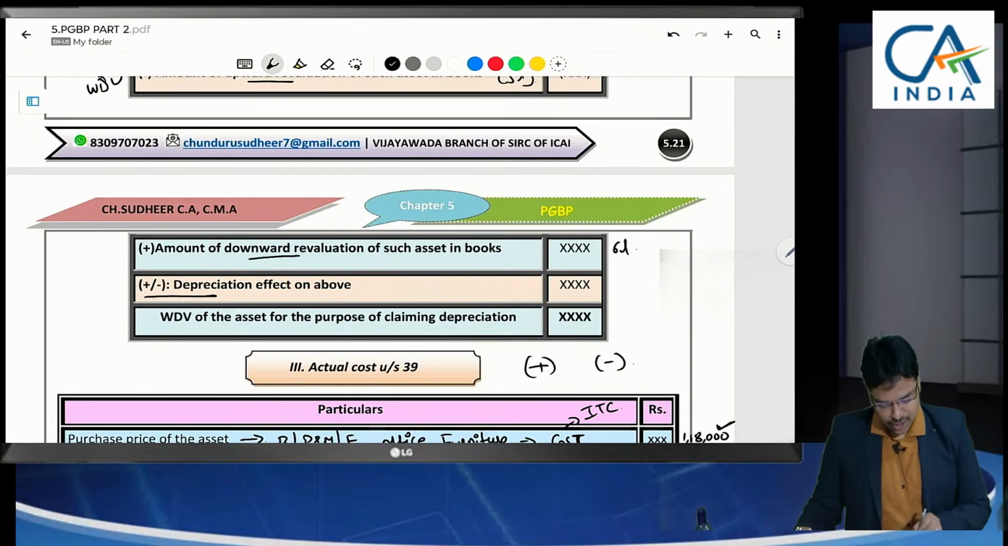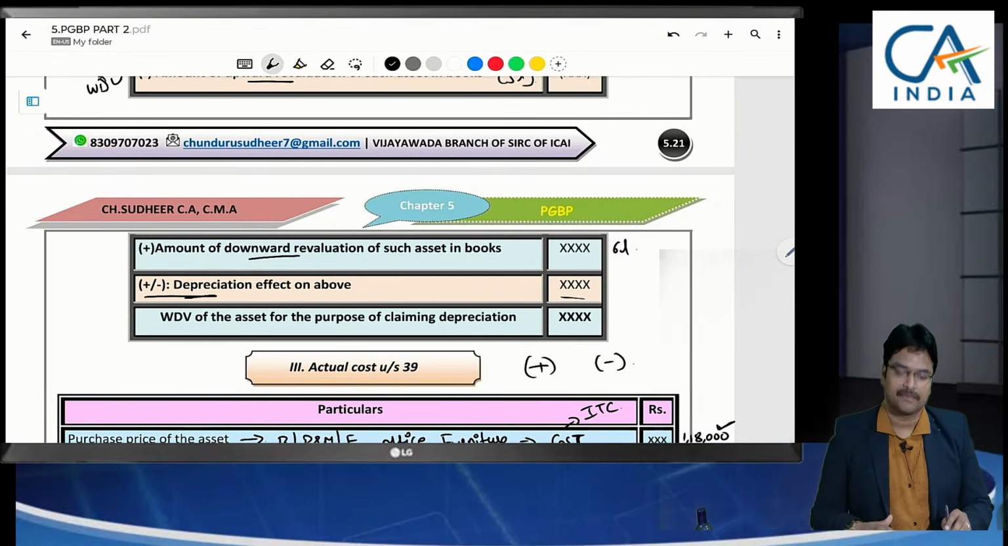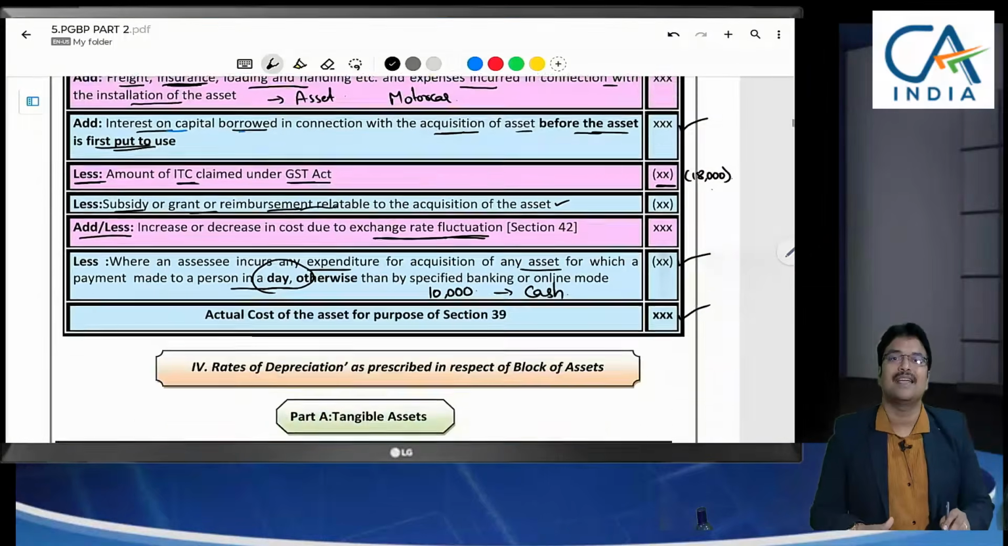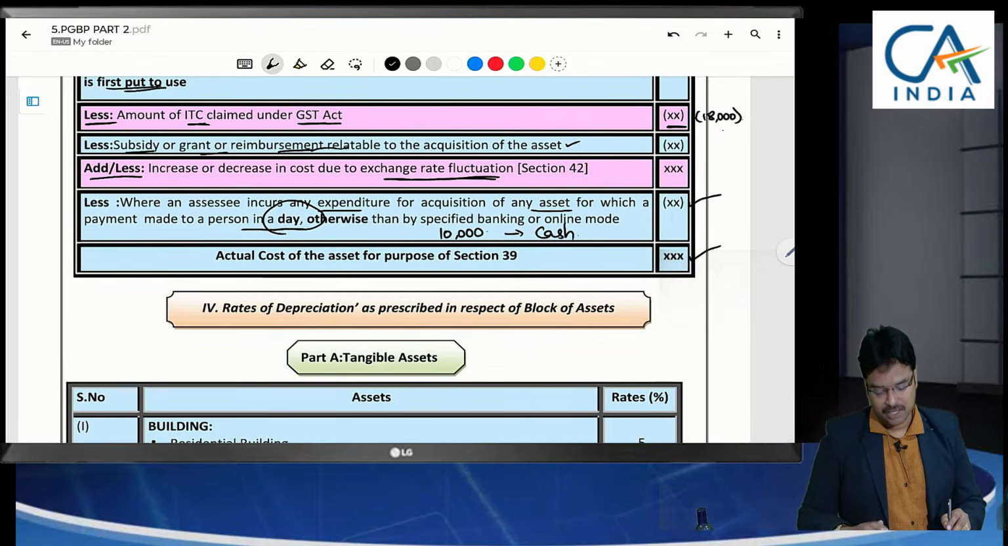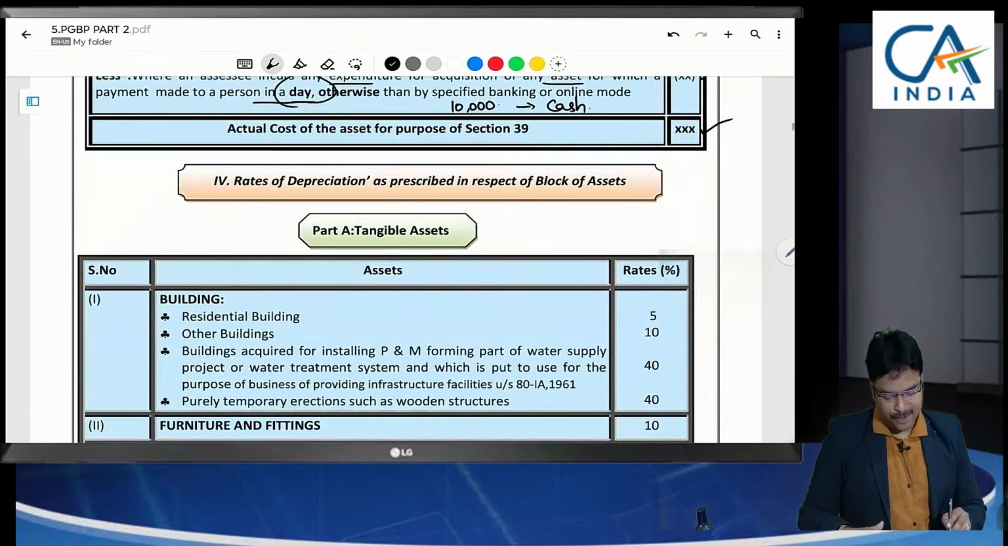So depreciation should be given only on the above basis. Revaluations should not be considered. That means whatever the assessee considered in his books of accounts must be reversed. Then only can we compute the depreciation.